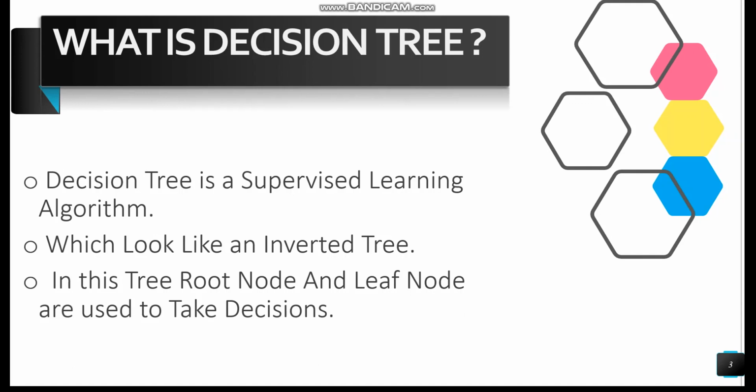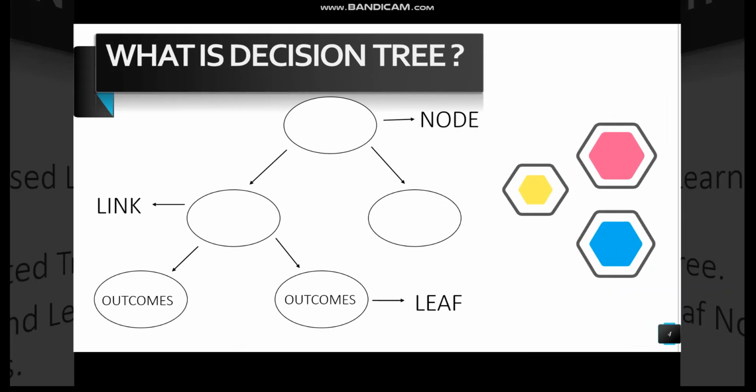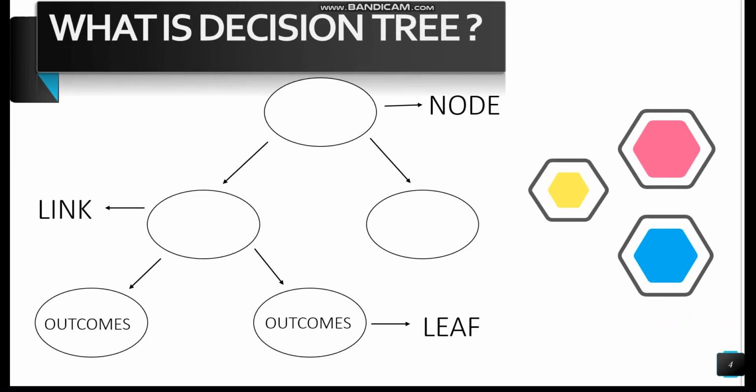Decision tree is a supervised learning algorithm which looks like an inverted tree. In this tree, root nodes and leaf nodes are used to take decisions. In a decision tree, each node represents a predictor variable, the link between the nodes represents a decision, and each leaf node represents an outcome, as shown on the screen.